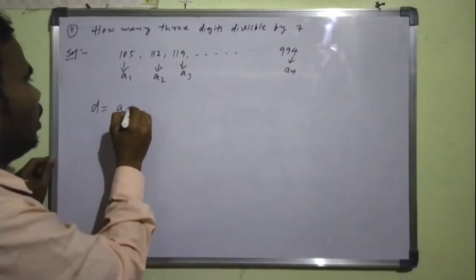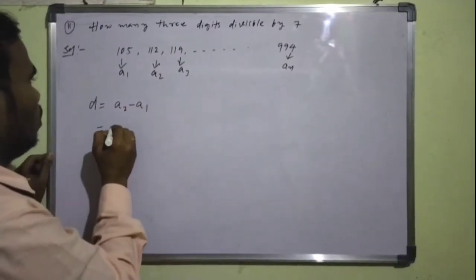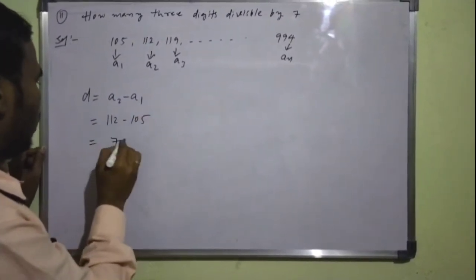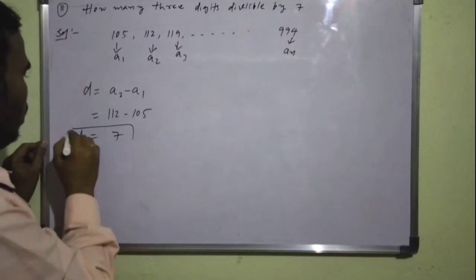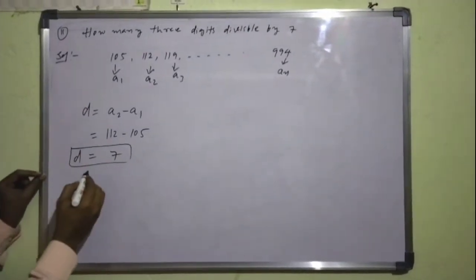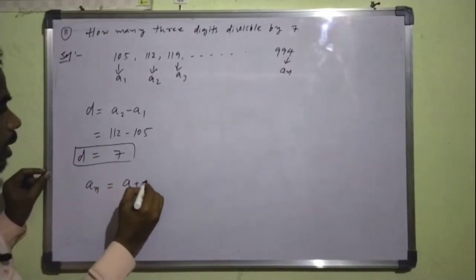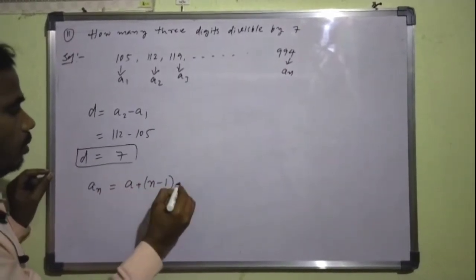So now find the D value. D is equal to A2 minus A1. So 112 minus 105 is equal to 7. And D value is 7. So now the n value. an is equal to a plus n minus 1 into d.